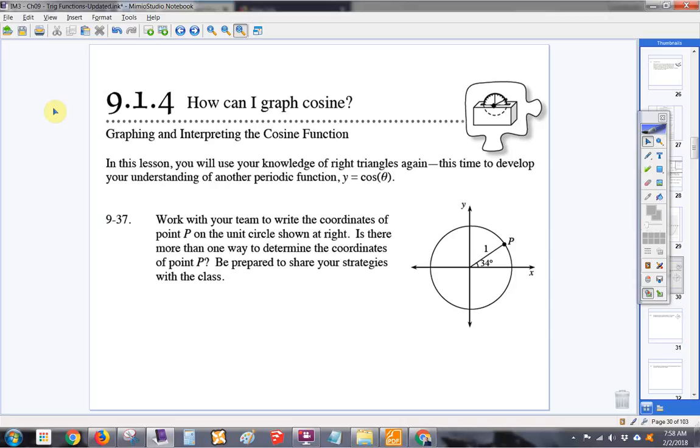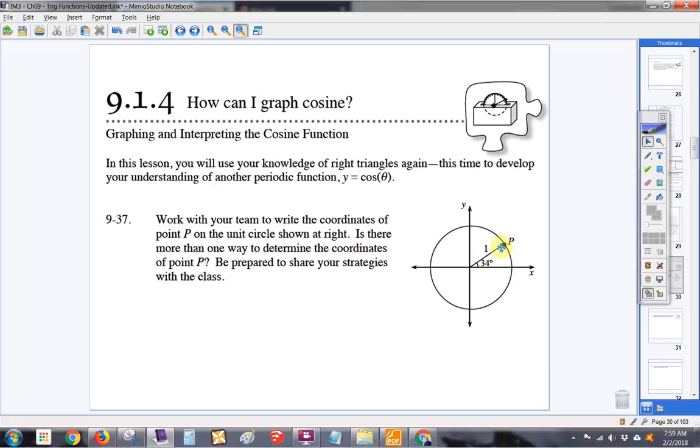They're starting us off on 9-37 with another unit circle. You can think of that like, it's just like the screamer, except it has the radius of 1 instead of 100. And it says to work with your team to write the coordinates of point P.